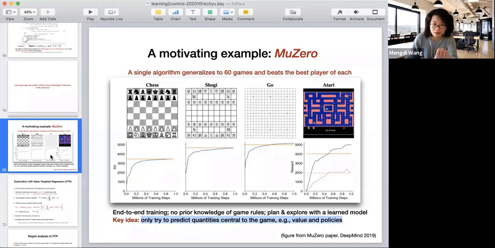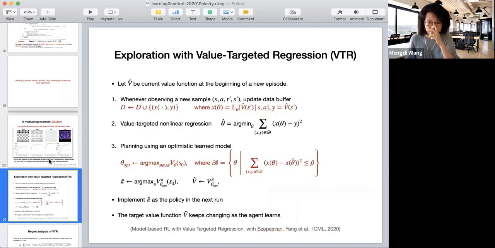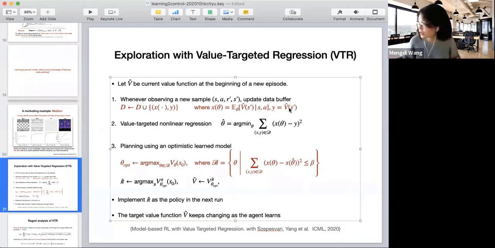So we adopt this idea to develop an abstract RL algorithm. Let me try to explain. Instead of trying to predict the next state or some known feature values at the next state, we are going to run regression to predict this v hat value at the next state. So the real key to this algorithm is this step, value-targeted regression.